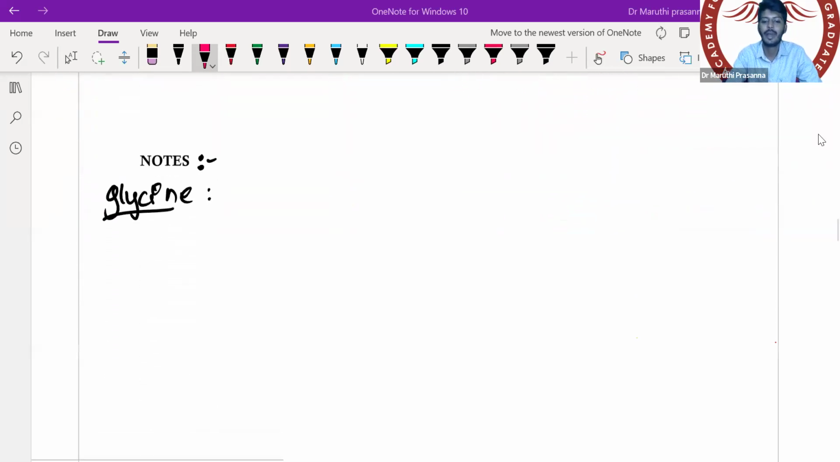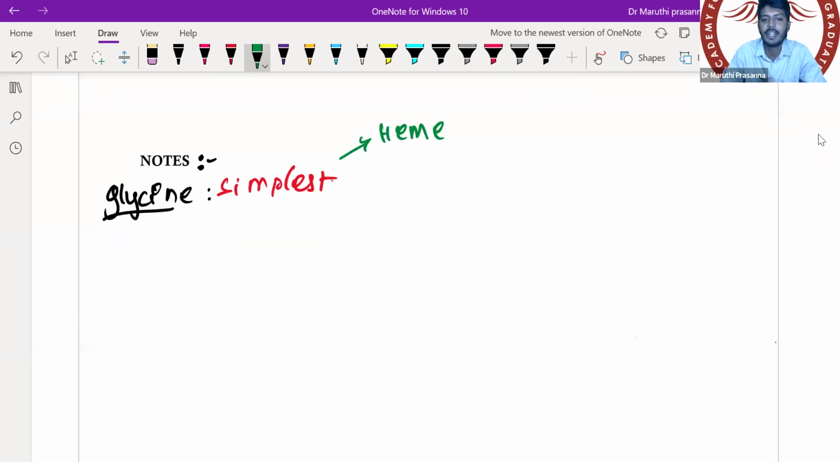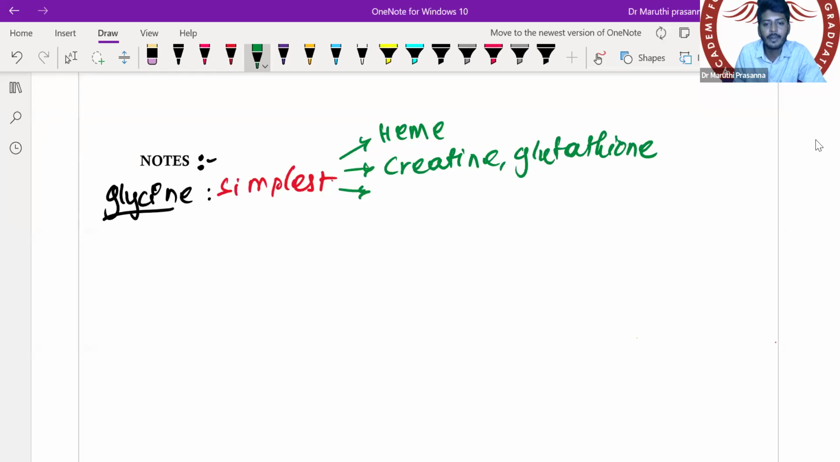Glycine is the simplest amino acid. What are the functions of glycine? Glycine is responsible for heme synthesis. It is responsible for creatine synthesis. And there is one more tripeptide called glutathione. Then it is responsible for the purine ring synthesis.